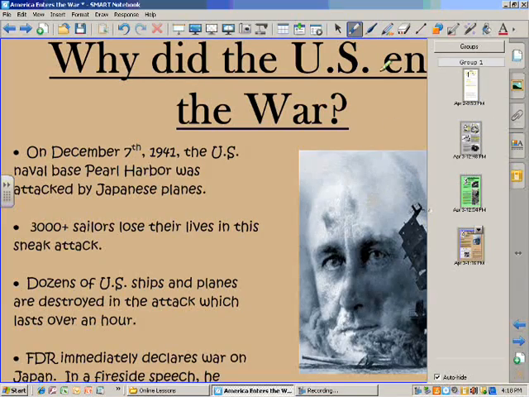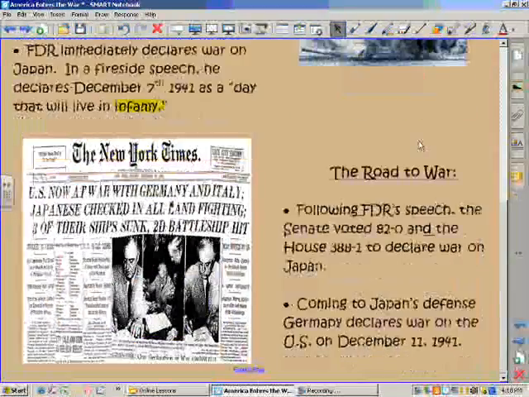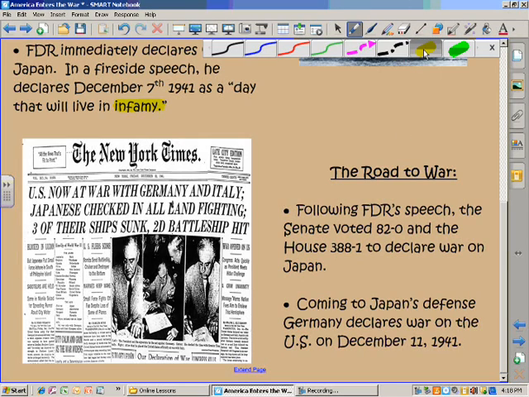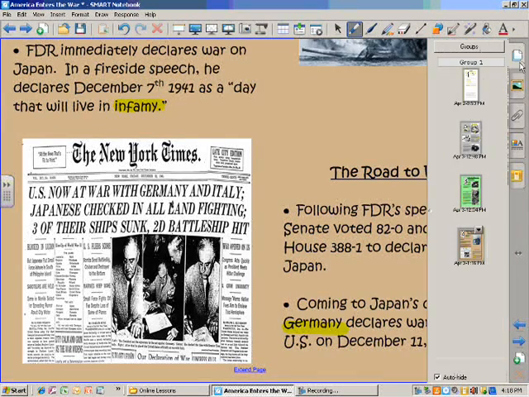So going back to this page, scrolling down. The road to war. Following FDR's speech, the Senate voted 82-0, and the House voted 388-1 to declare war on Japan. Again, the president has no right to declare war on his own. He needs approval from Congress. Coming to Japan's defense, after we declare war on them, Germany declares war on us on December 11th, 1941. And that cements our involvement in this world struggle.